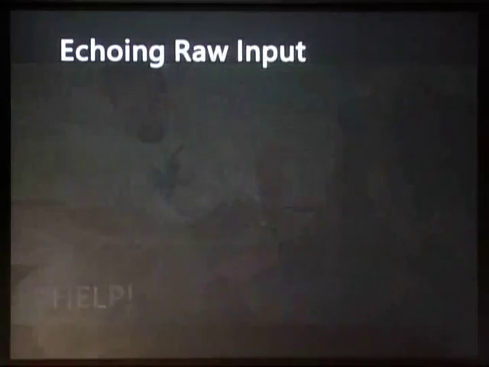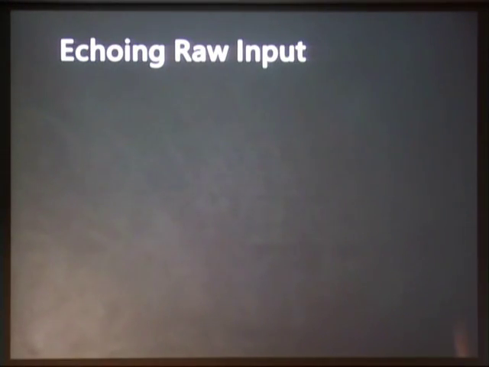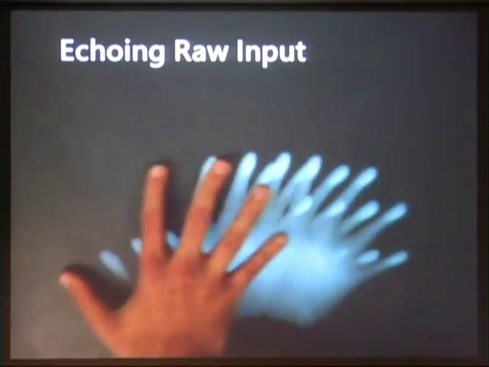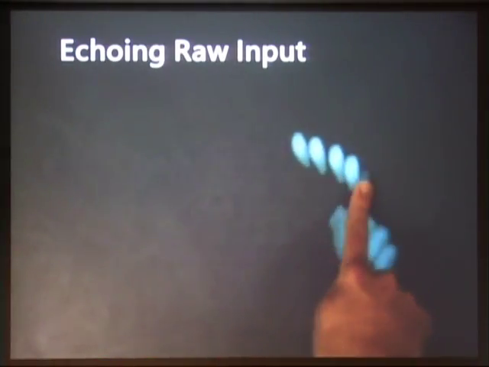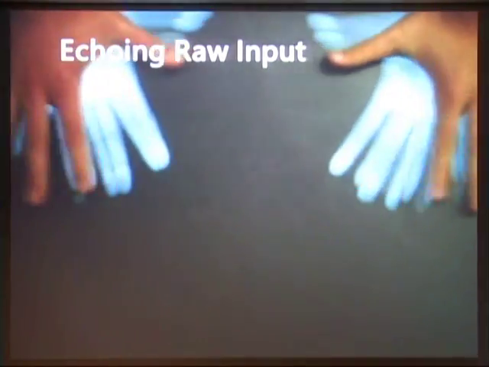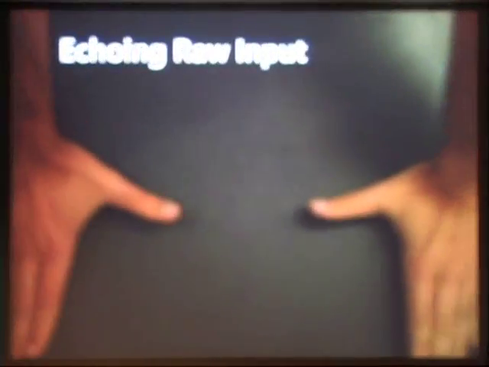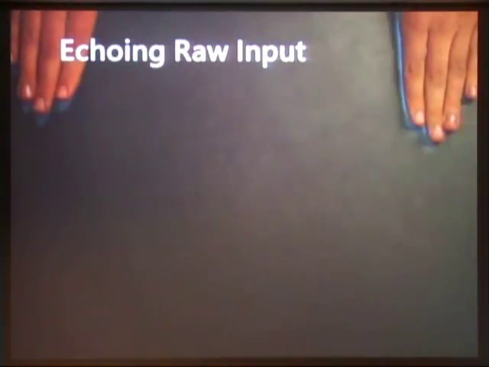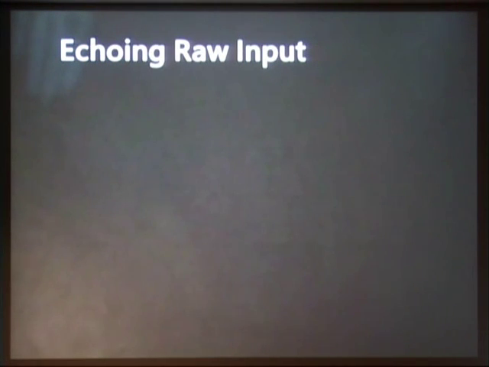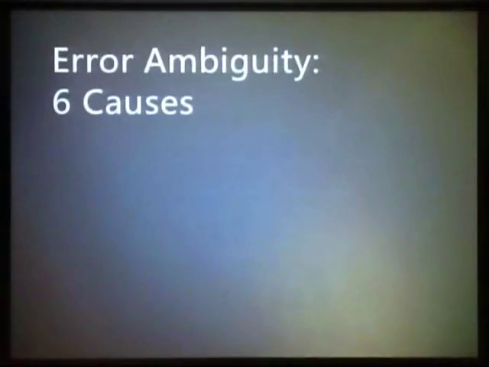So looking at the mechanism that we saw with shadow guides, where we echo raw input, this gives us some of the feedback, but it doesn't give us everything that we need. This tells the user, yes, we are registering your touch, but it doesn't solve all the problems I'm going to take you through now. There are 6 sources of error that we need to solve with feedback.